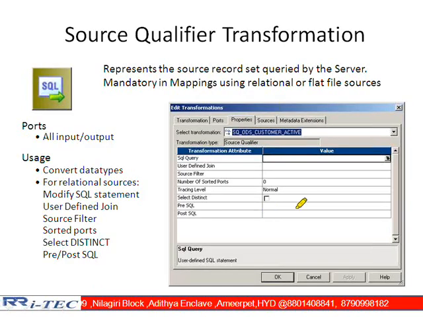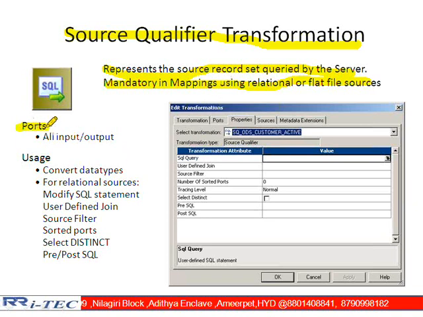Now next is called source qualifier transformation. Source qualifier transformation represents the source record set queried by the server. It is mandatory in a mapping using relational or flat file sources. If you are using source as any relational database, or if you are using source as any flat file, like notepad or anything, it is mandatory. Without this one, we cannot create our mapping.